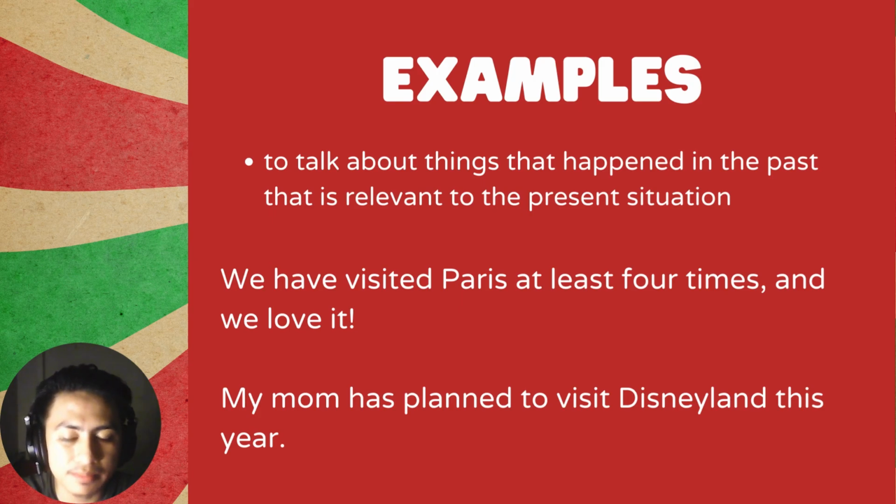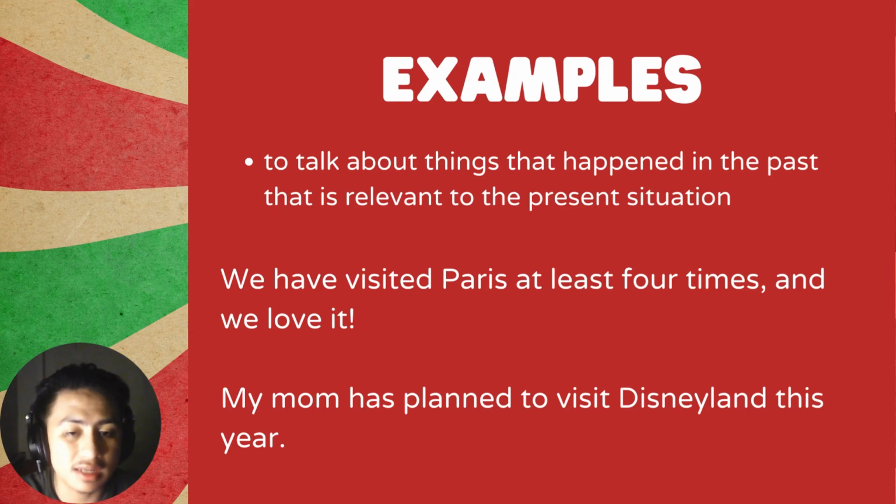So, the situation might be someone asks you if you love the city of Paris. And then you reply with this: we have visited Paris at least 4 times and we love it. So this sentence is talking about the past, but it is still relevant to the present situation because someone is asking you about it.